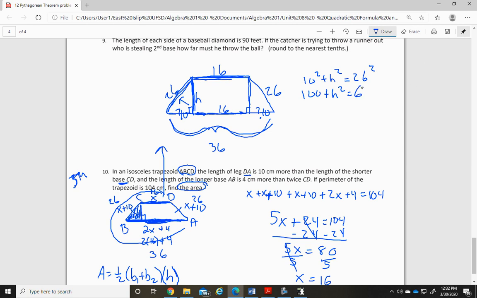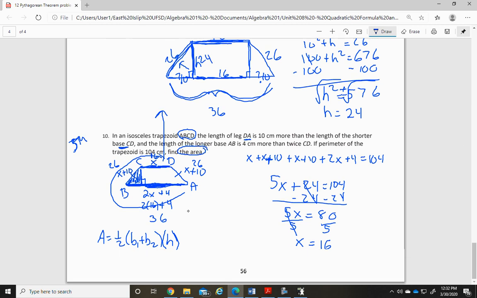26 squared is 676. So h squared equals 576. Square root both sides, plus or minus. Ignore the minus because again a length can't be negative, and the square root of 576 is actually 24.